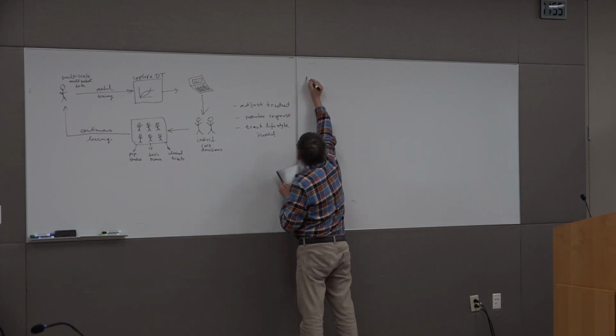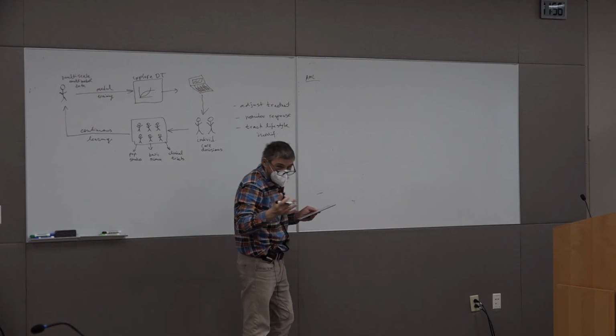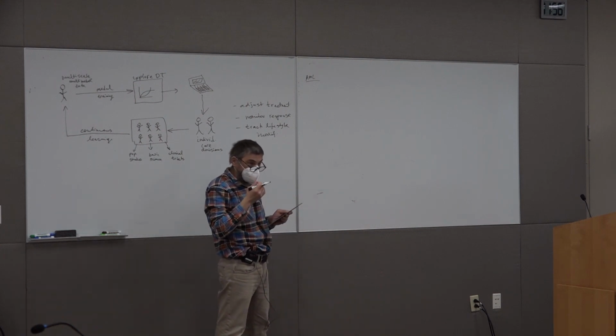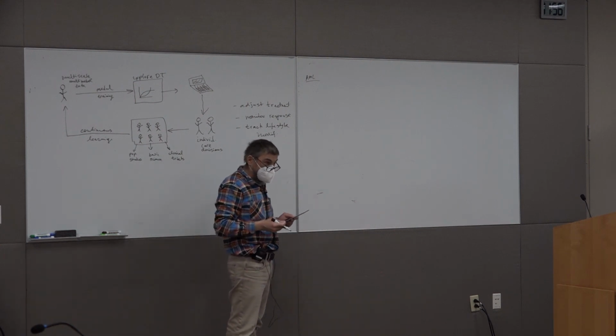So now, AML, acute myeloid leukemia. Obviously, it's related to the immune system. It's a blood cancer. It's a hematological malignancy.